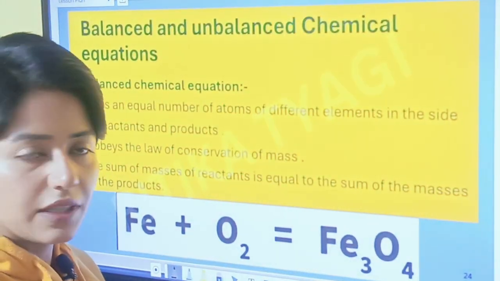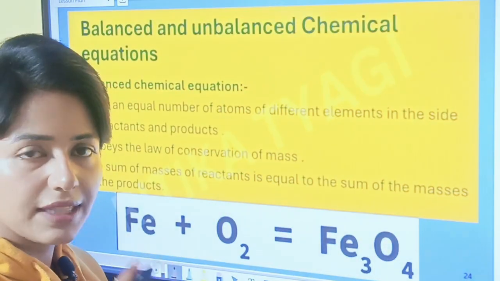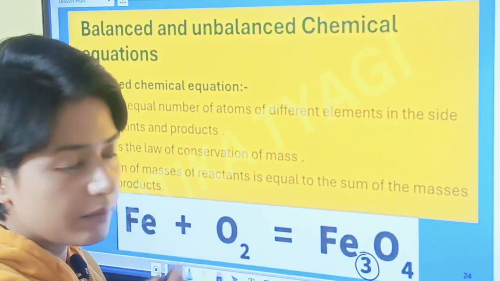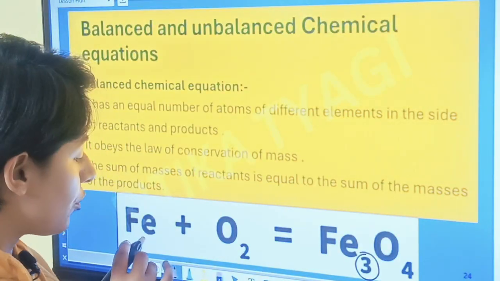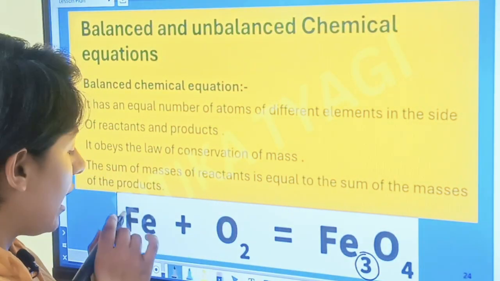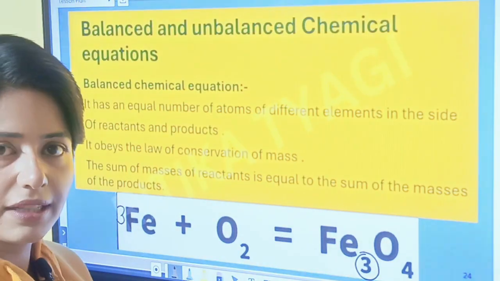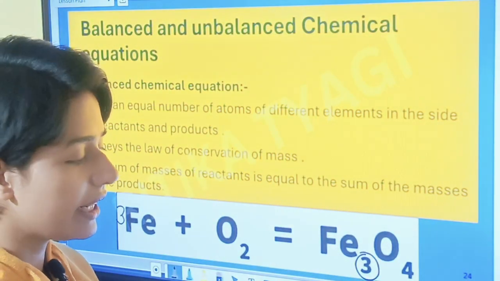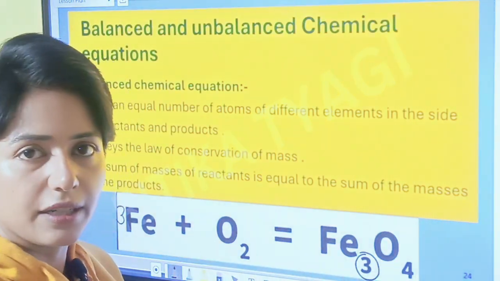Now we have to balance it because it is not a balanced chemical equation. On the product side, Fe atoms are 3, but on the reactant side, Fe atoms are only 1. So we have to multiply the Fe atom on the reactant side by 3 to get an equal number of atoms on both sides. Similarly, we have to balance the oxygen atoms.